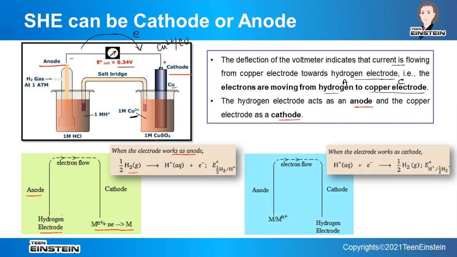And here is another possibility. Now in the anode we have M^n+, and in the cathode we have SHE, and electron flow is obviously always from anode to cathode. Now the reaction of SHE will be H+ accepting electron, because now it is cathode, and we are getting hydrogen gas. Fine.